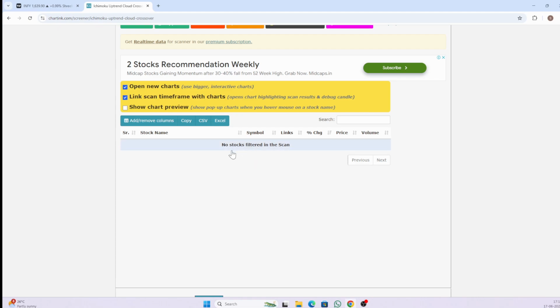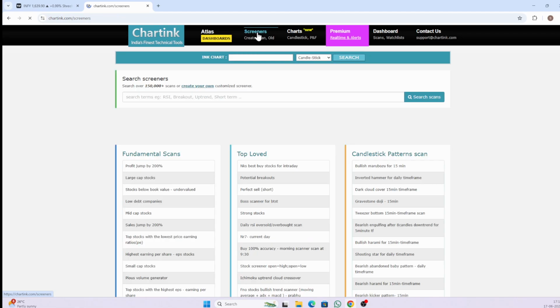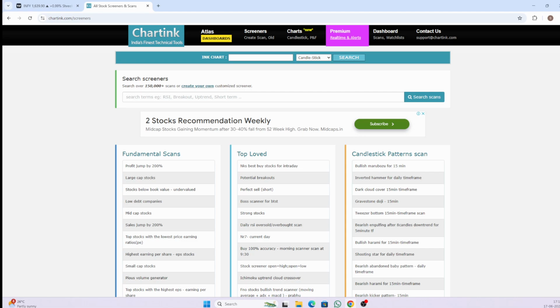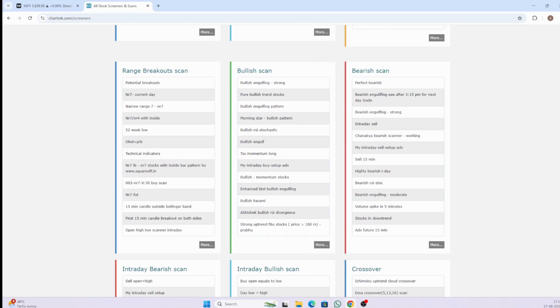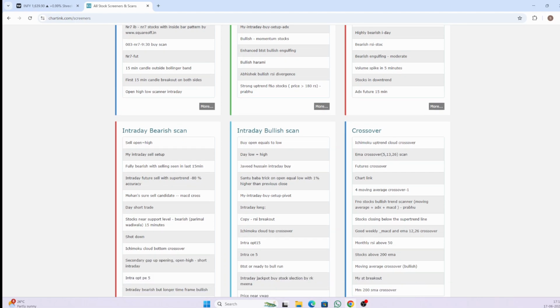There is no crossover. So Ichimoku is suggesting that there is no crossover. That means Ichimoku is clearly telling us there is no bullish run now. So it's neutral now. You can go with the 15 minutes also. You can go with the 10 minutes also. You can go with this also.